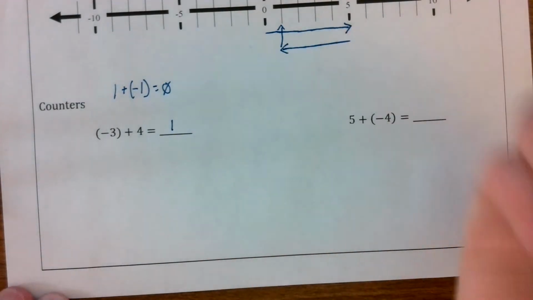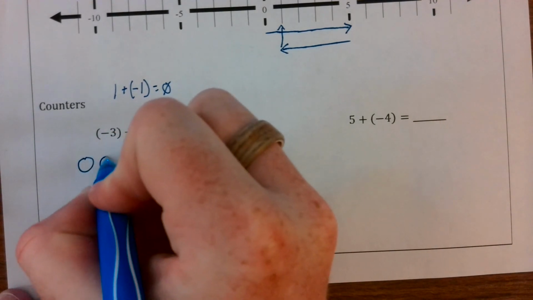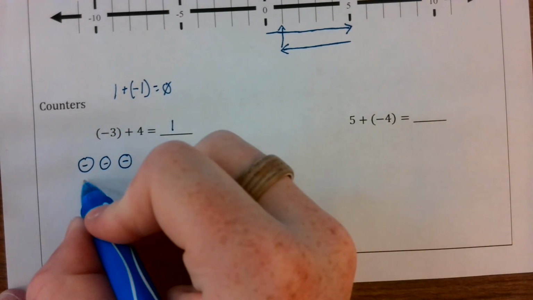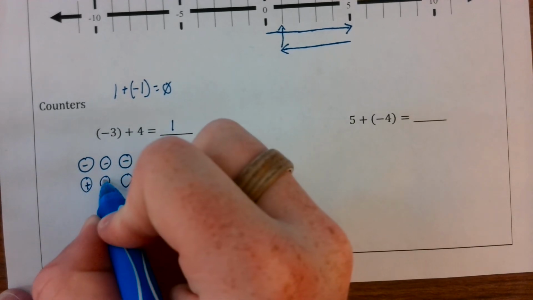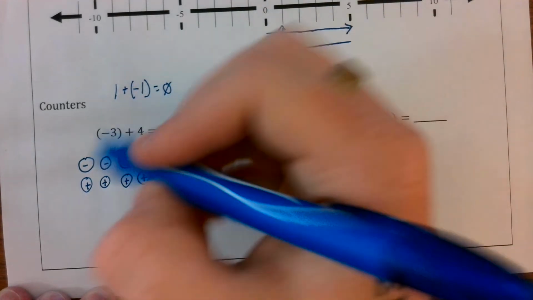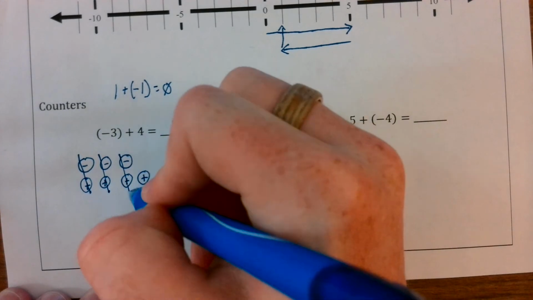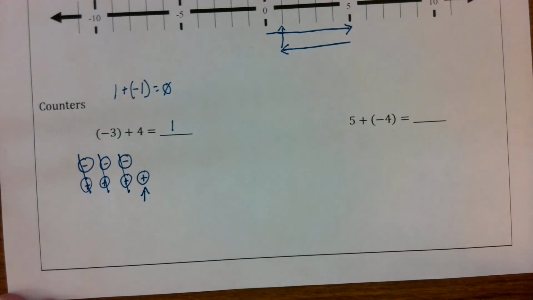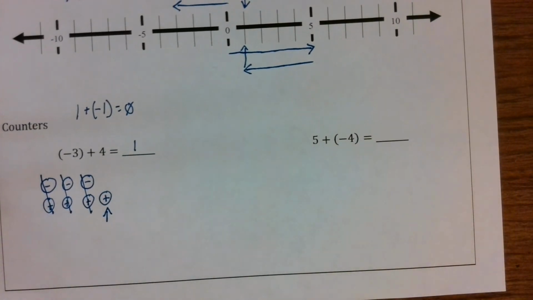We could look at this as a drawing as well. If we have 3 negatives, and I can just put little negative symbols in there, and then we have 4 positives. I can cross off 0 pairs. Here's a 0 pair, a negative and a positive, negative and a positive, negative and a positive, and we are left with 1 positive.